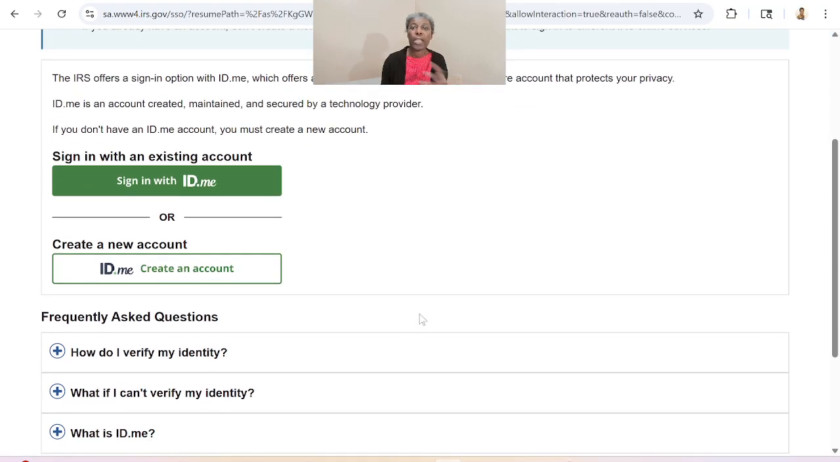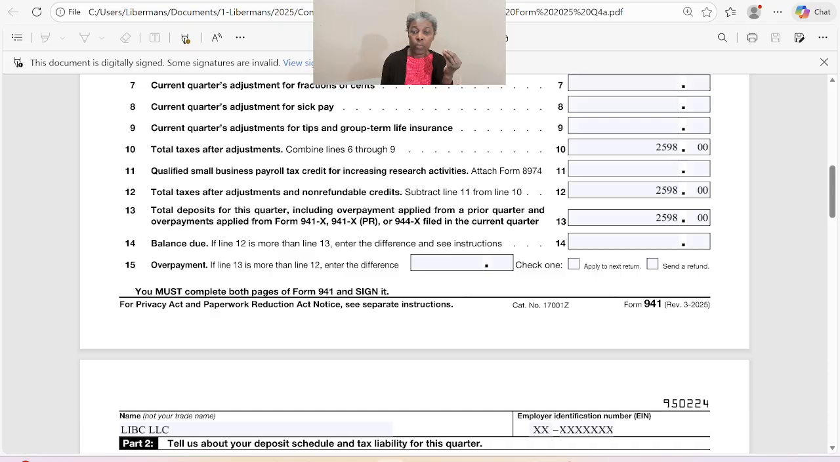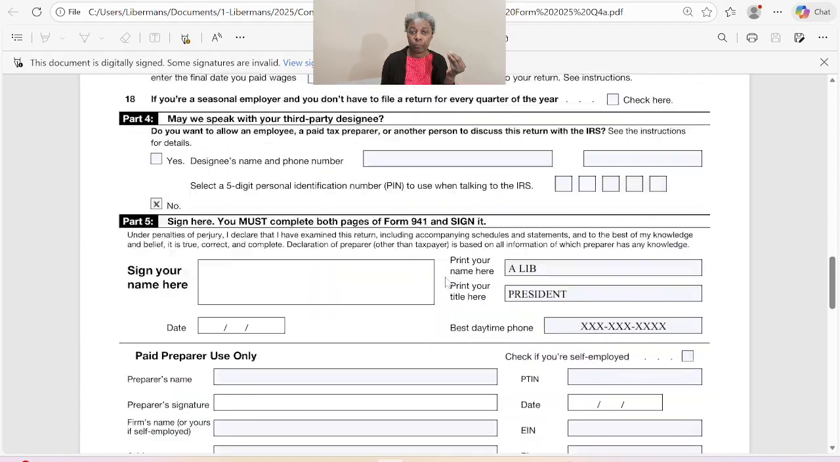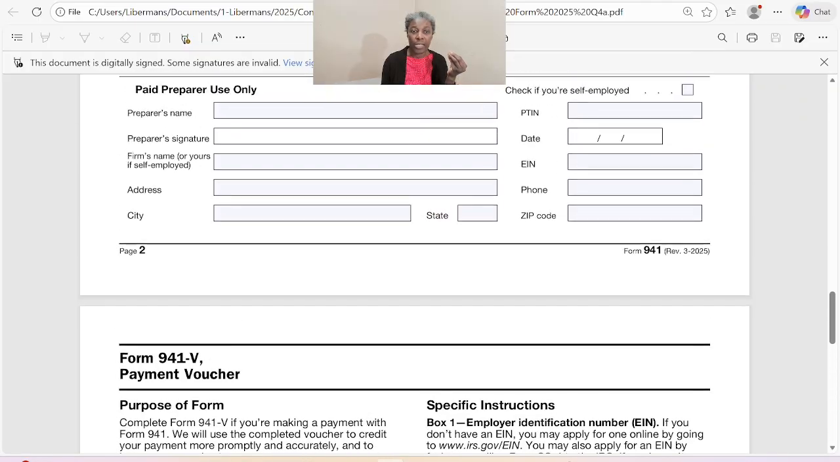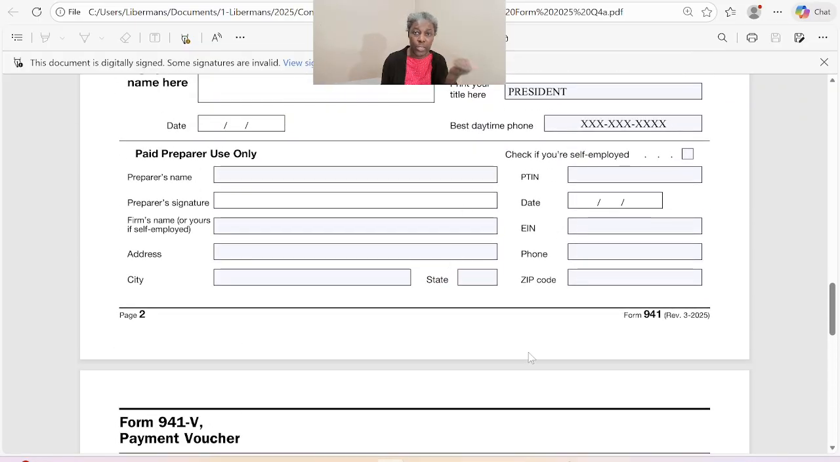Just go in and make your deposit of the amount that you owe, and make sure you do that on time. If you go that route, you do not complete this voucher, which is page 3, and you do not even print it out. You just print out page 1 and page 2.